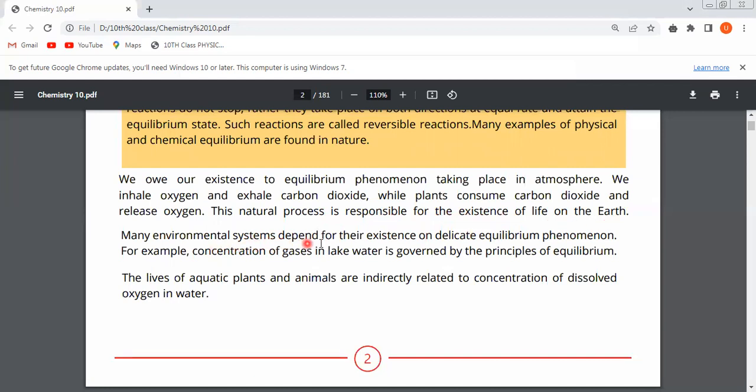Many environmental systems depend for their existence on equilibrium phenomena. For example, concentration of gases in raw water is governed by the principles of equilibrium. The lives of aquatic plants and animals are indirectly related to the concentration of dissolved oxygen in water.